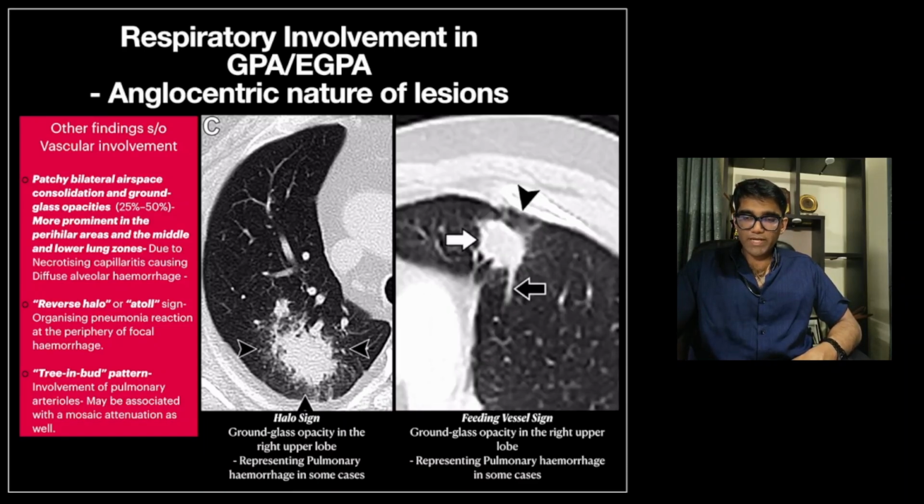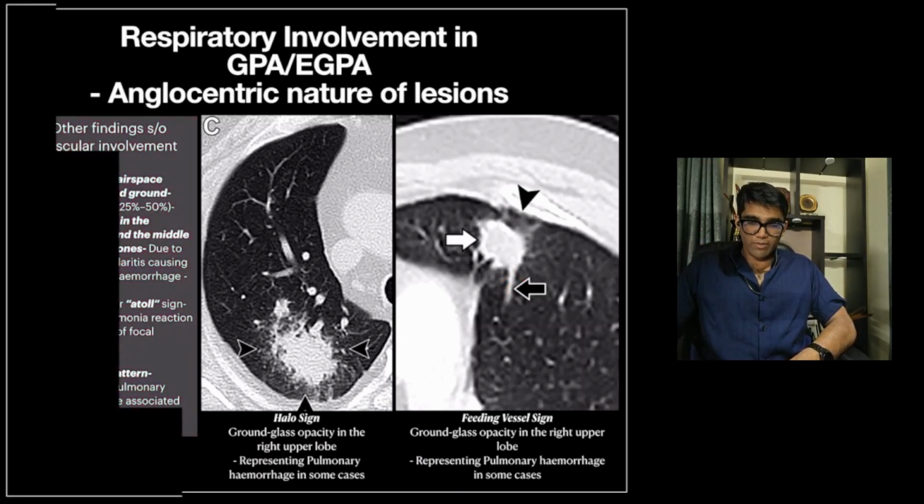as you can see in this particular case, there is a consolidation here, and near that consolidation there is a little bit of a GGO, and there appears to be a vessel that is going directly into the consolidation. So this is called the feeding vessel sign, indicates that the lesion is angiocentric, surrounding a blood vessel.